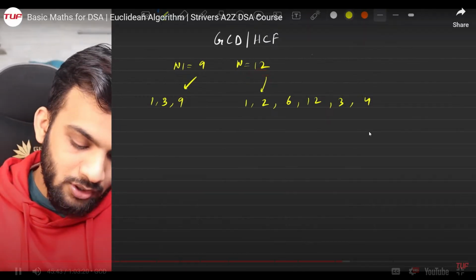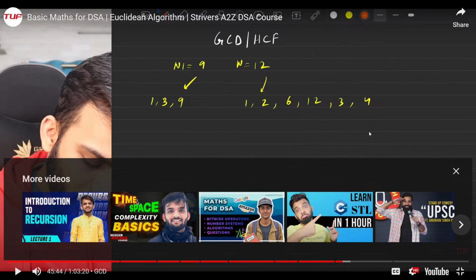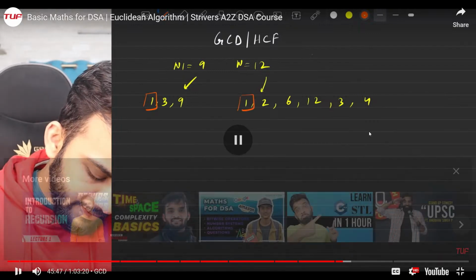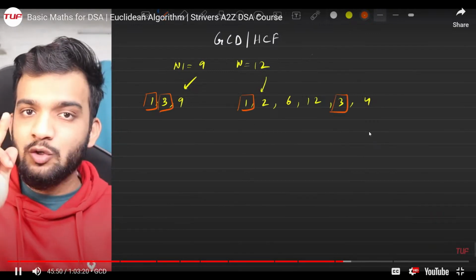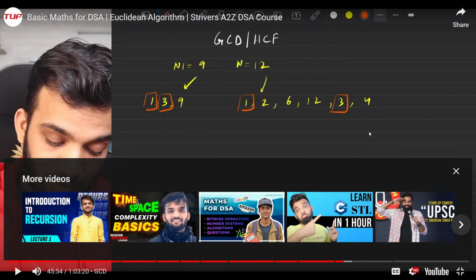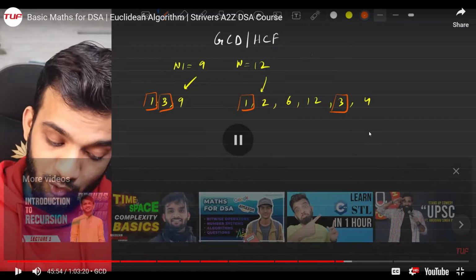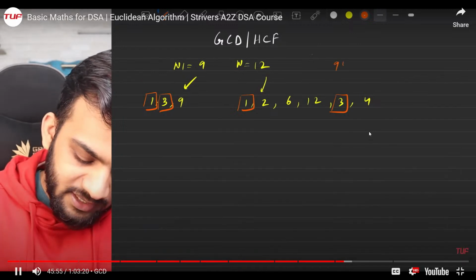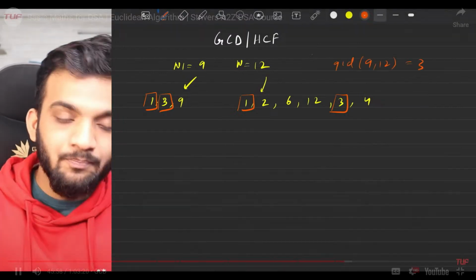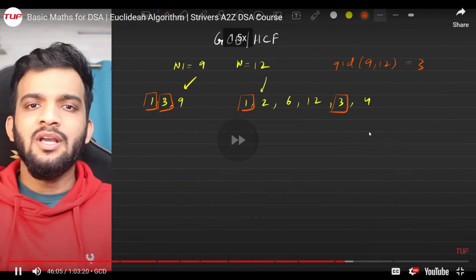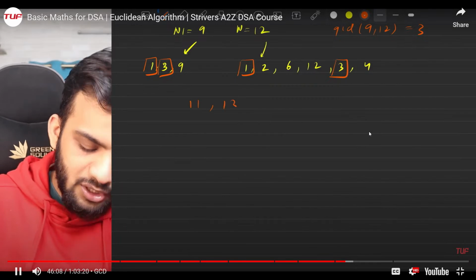If I ask you the common factors, if I go ahead and mark, it is 1, and it is 3. So there are two common factors. Out of these two common factors, which is the highest one? 3. So I can say the GCD of 9 and 12 is 3, because 3 is the largest number that divides 9 and 12 both.